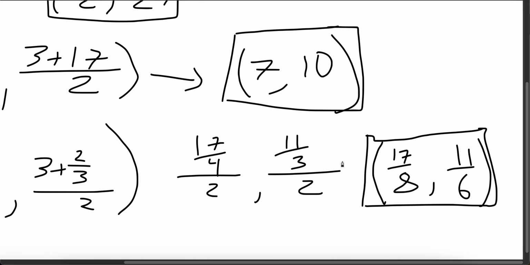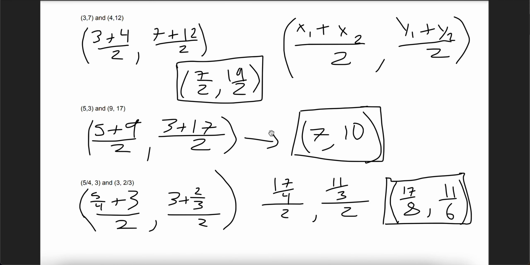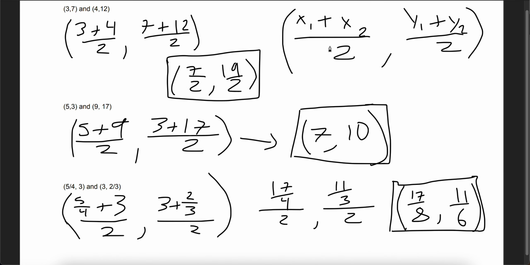And I want to make this clear, if you really don't understand why we have x1 plus x2 over 2, the reason why it works is because, for example, in the second example, the middle between 5 and 9, if you think about it, 5 plus 2 is 7, 7 plus 2 is 9. So the middle is 7. And basically this formula helps us get the middle between the 2 points using the x and the y values.